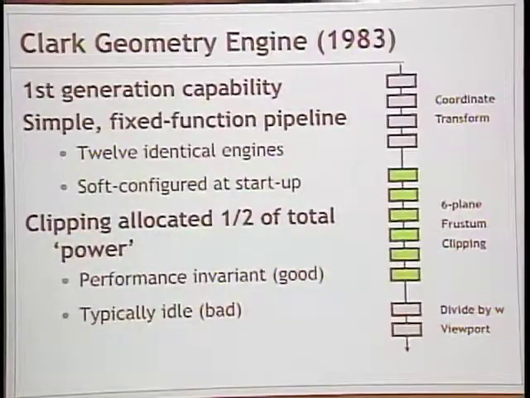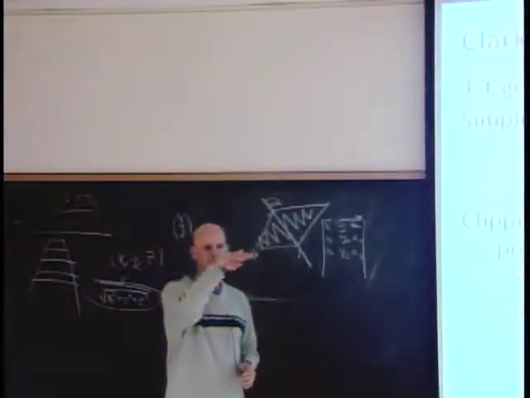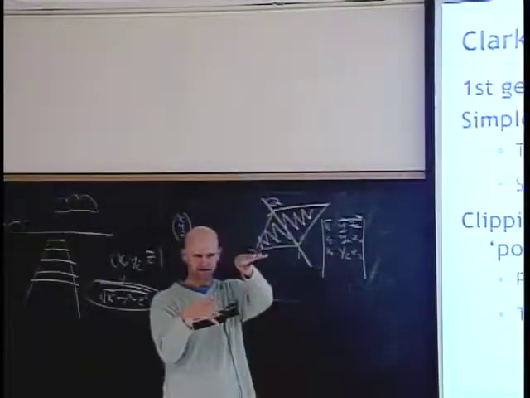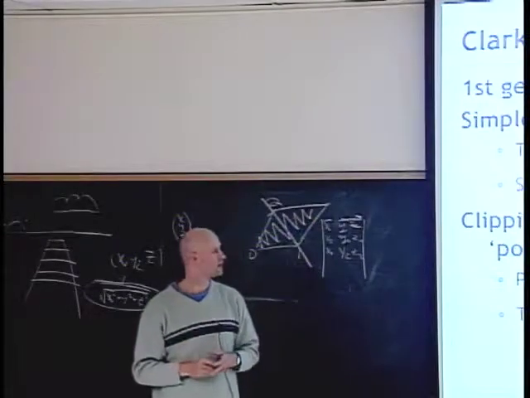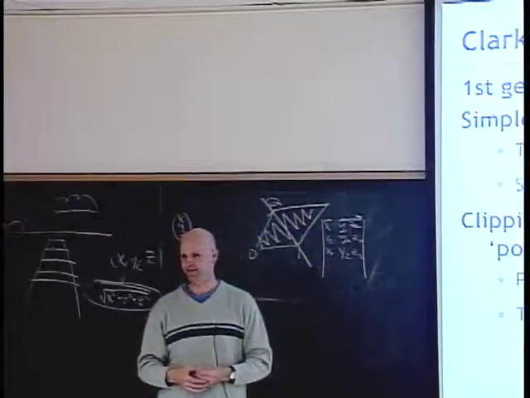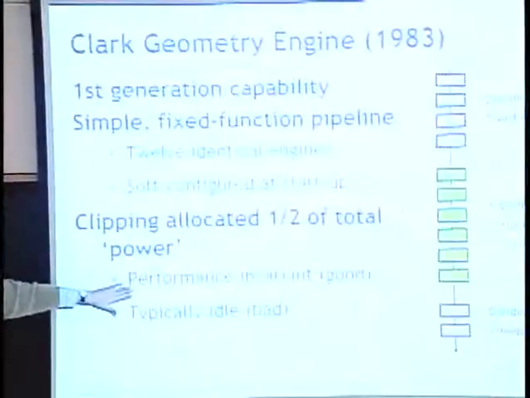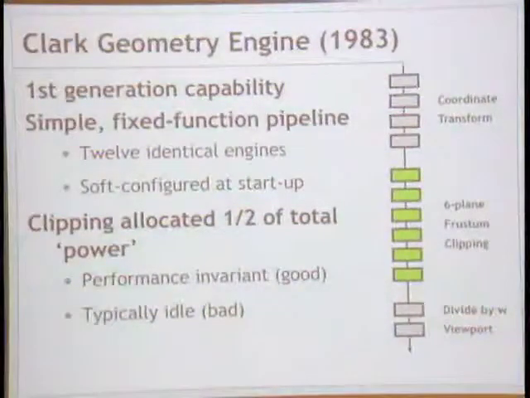Well, what was each step of the transform? Well, for like one for projection, one for... No. It was a 4x4 dot product, right? Right. Oh, okay. So each one of those did one line of the dot product. There wasn't any lighting in this. So clipping took half the power of the machine, it was performance invariant. It didn't matter if it was clipped or not. But usually those things sat idle, and that was not so good.